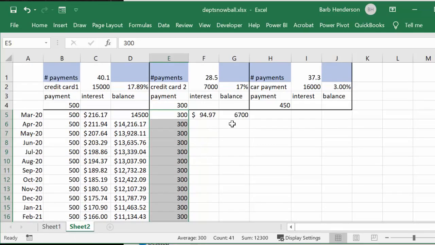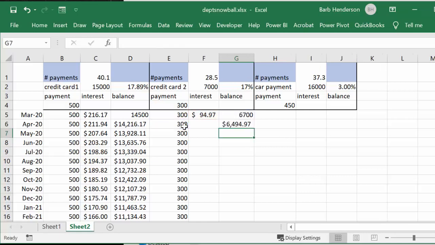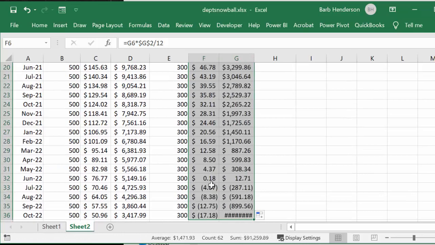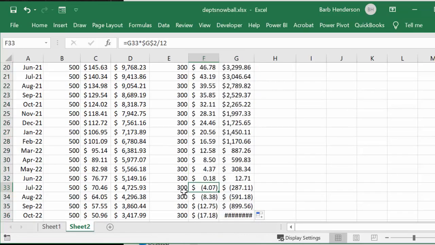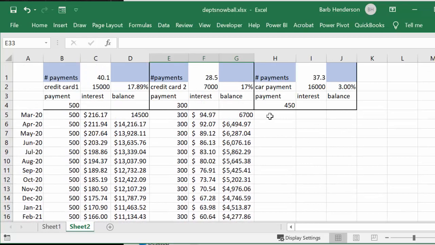And what we're going to do is we're going to calculate what his next month's balance is going to be. So it's going to be equal to the balance from last month plus the interest minus the payment. And now we can drag these all down. And once again, he's finished paying for this in July 2022. So I'm just going to delete the rest of this. Okay, so the last one we're going to do is his car payment.